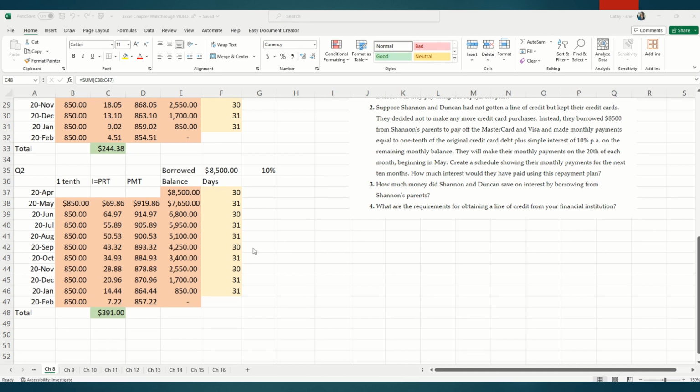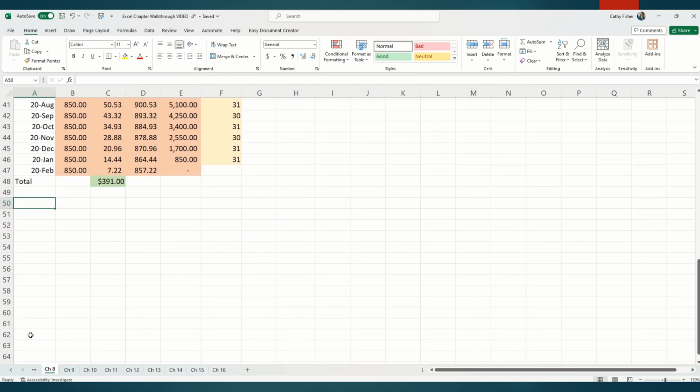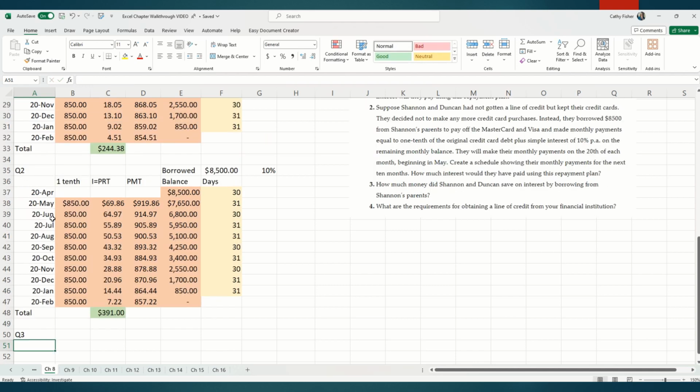Okay, so now the final thing we're going to do is number 3. We're not going to bother with number 4, but we're going to do number 3. So I'll just go down here and I will put question 3. And the question for question 3 says, how much money did Shannon and Duncan save on interest by borrowing from Shannon's parents? If we look at this question, all they're doing is trying to find out what the difference is between what they paid on interest in one and what they paid in interest in another.